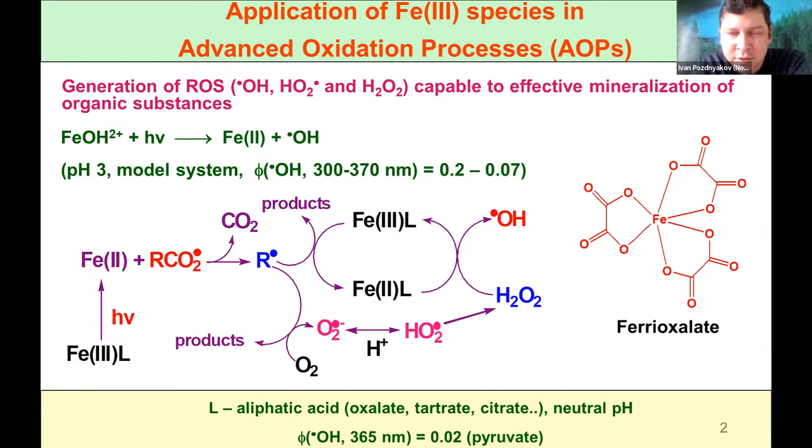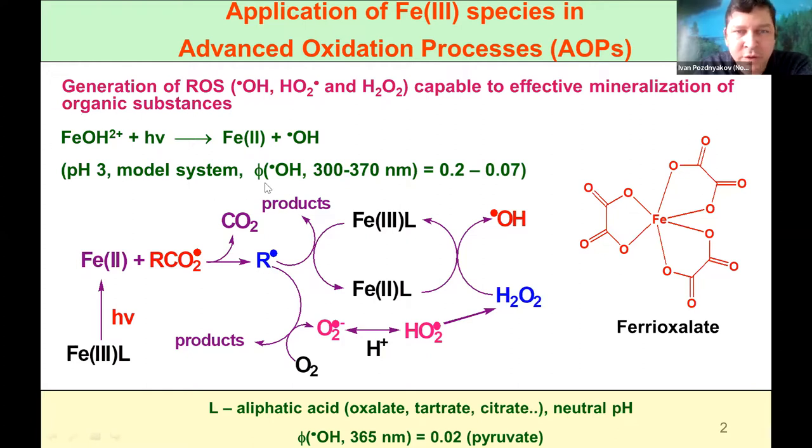Maybe you know that iron species are actively studied because, upon their photoactivation, they can produce some reactive oxygen species, mainly OH radical, which are capable of oxidation and mineralization of a variety of different toxic pollutants. So such systems are studied actively in the scientific literature. And there are several questions here. First of all, how to produce OH radical? You can do it directly, for example. I will talk further about homogeneous systems. I do not speak about heterogeneous photoactivation.